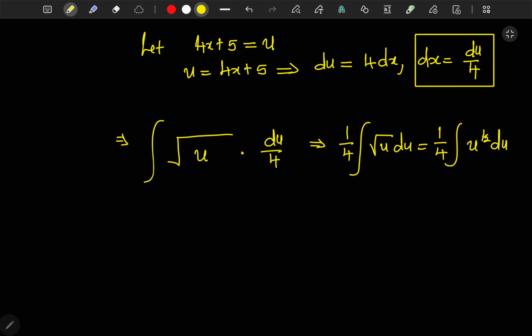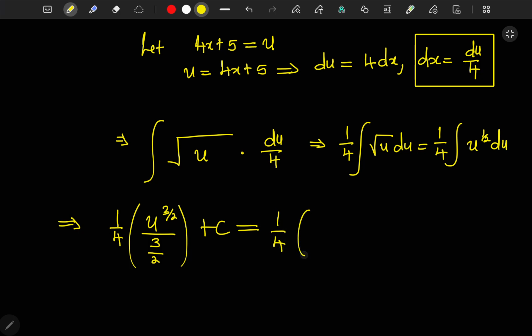And by now, you know that when you're integrating, the power increases by 1, and then you divide by the same new power. This becomes 1 over 4, then that becomes u to the power 3 over 2, over 3 over 2. All right. Of course, we say plus c. And then you proceed. This will be 1 over 4, in brackets. What is u? u is 4x plus 5. Then this is actually raised to the power 3 over 2, and over 3 over 2, plus c.